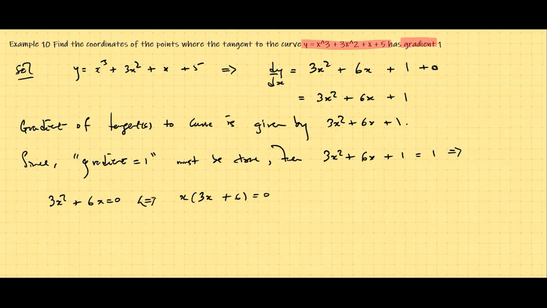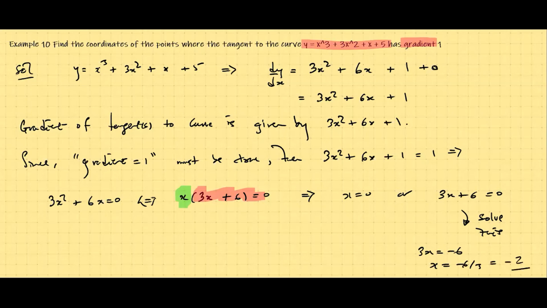Of course, if two numbers are going to multiply to give me 0, and the two numbers here are the first one and the second one, then at least one of them has to be 0. So either x equals 0 or 3x plus 6 equals 0. If x is 0, that's fine, we've got a value for x. But if 3x plus 6 is 0, then we have to solve this. So 3x has to be minus 6, and x has to be minus 6 divided by 3, which of course is minus 2. So either x is 0 or x is minus 2.